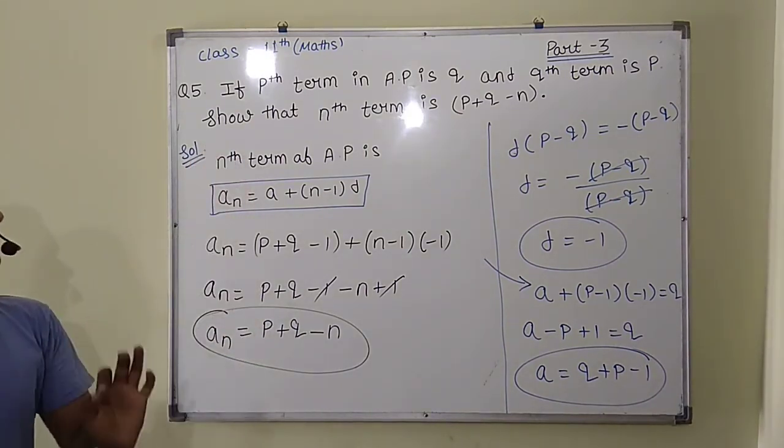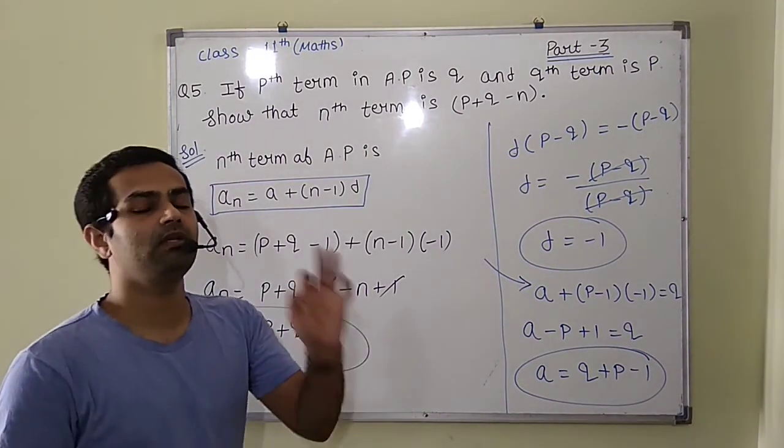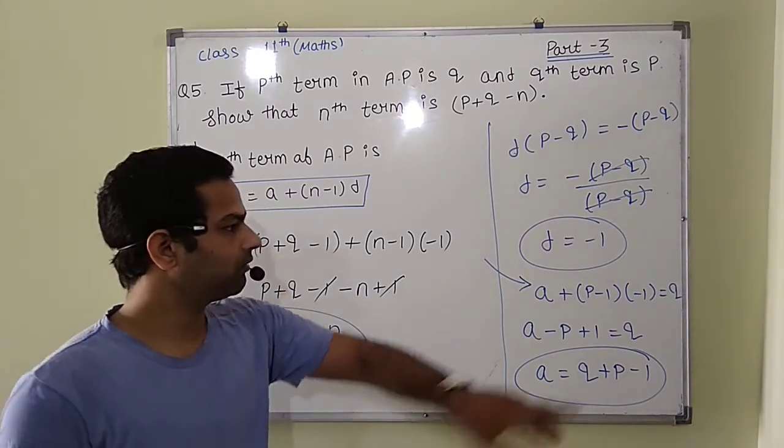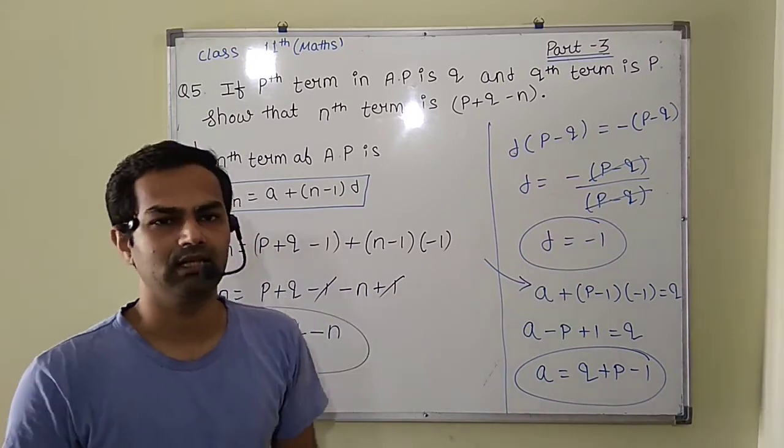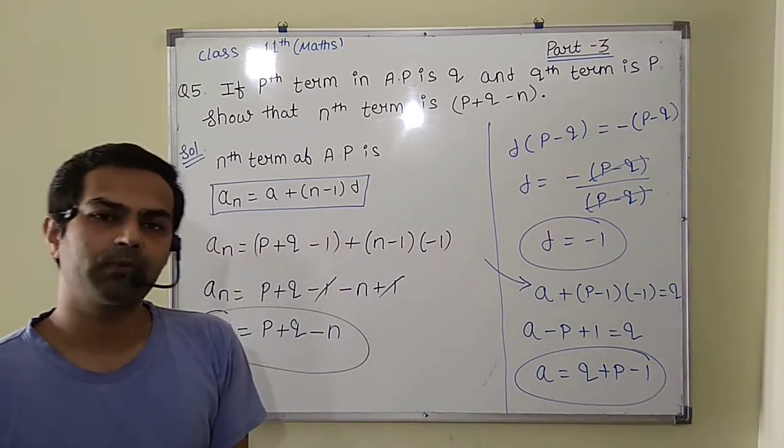To find any term in the sequence of an AP, we must know the values of a and d. The first step is to find the values of a and d. Okay, so I hope you understood.